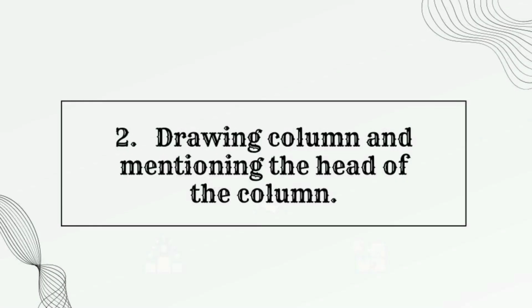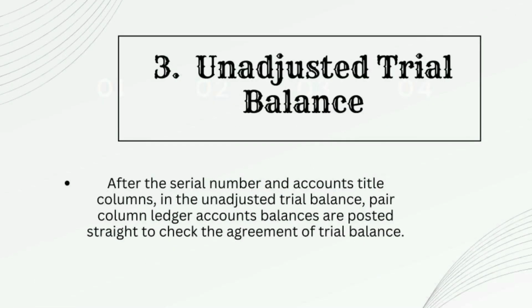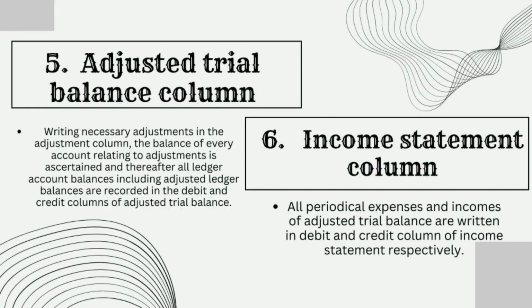The second one is drawing columns and mentioning the head of the columns. The third one is an unadjusted trial balance. This trial balance is called pre-closing trial balance as it is prepared with the ledger balances before keeping accounts of adjustment items. Debit and credit balances of ledger accounts are written in the debit and the credit columns of the trial balance respectively. The fourth one is the adjusted trial balance column.